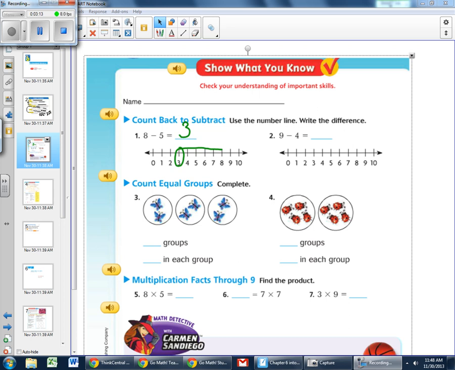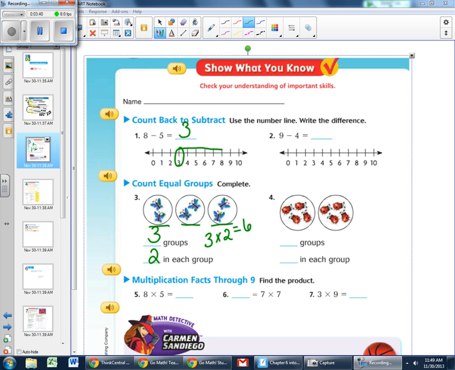Count equal groups to complete for number 3 and 4. So we're looking at how many groups do we have here? 1, 2, 3 groups. And how many are in each group? 1, 2. You have 2 in each group. And that's really all they want to know. Although you already know from the last chapter that would really be asking you 3 times 2 equals, and then counting 2, 4, and 6. 3 times 2 equals 6.